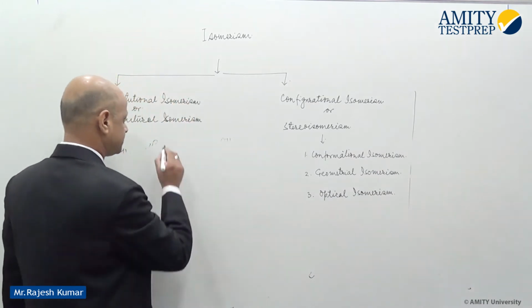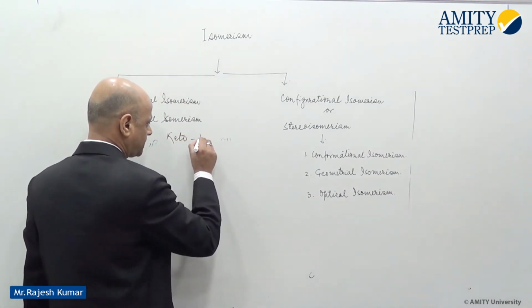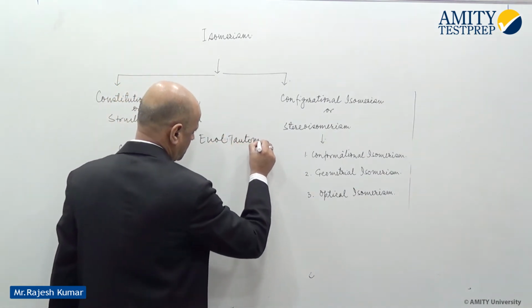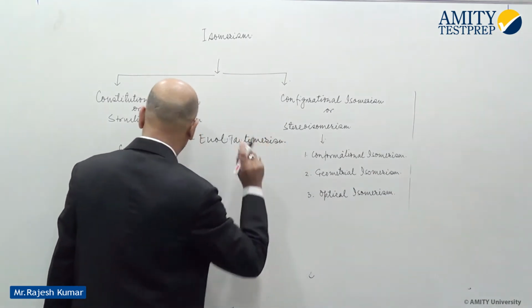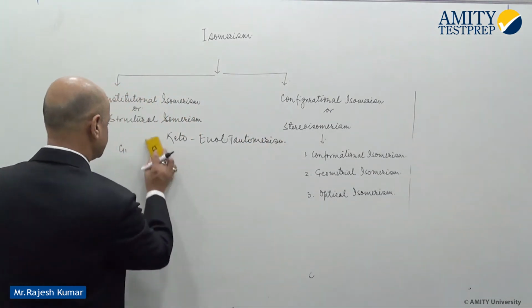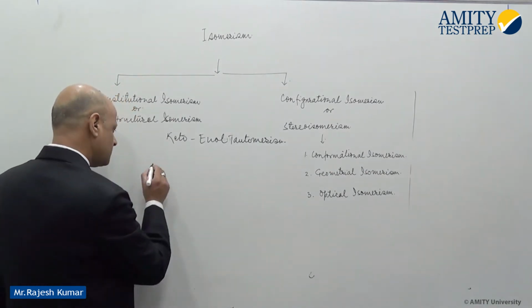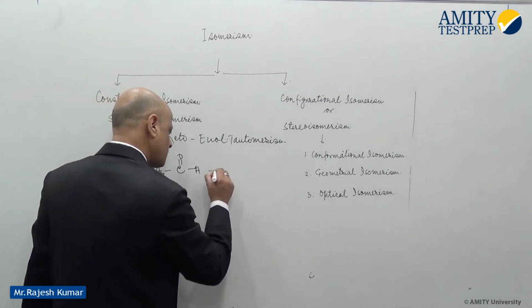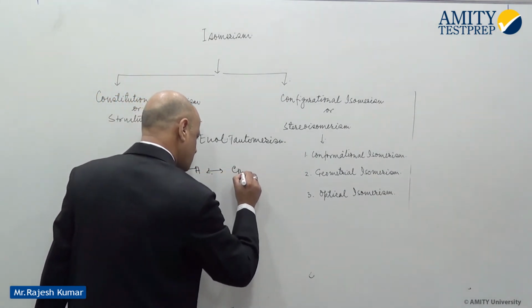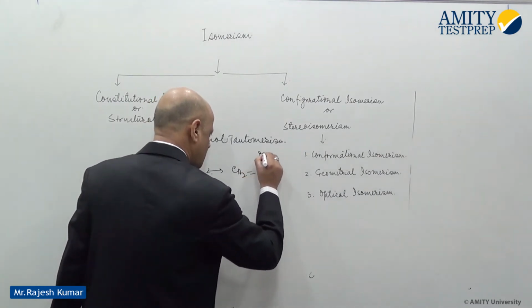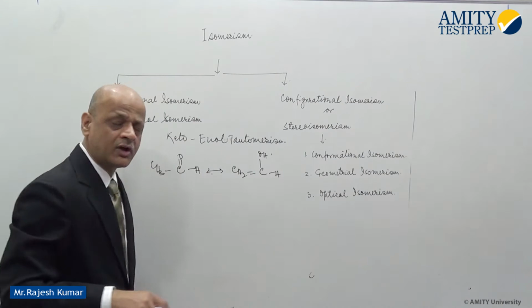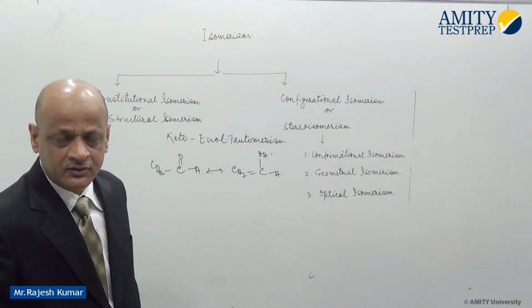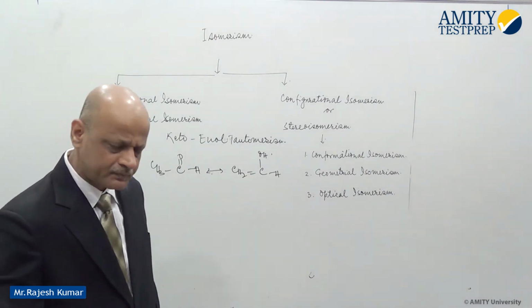Keto-enol tautomerism. In case of keto-enol tautomerism, hydrogen present on the alpha carbon oscillates between the keto form as well as the enol form. This is called keto-enol tautomerism.